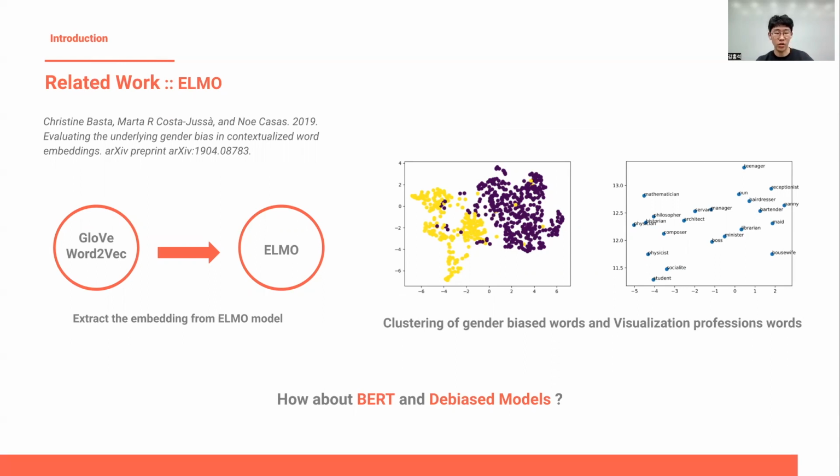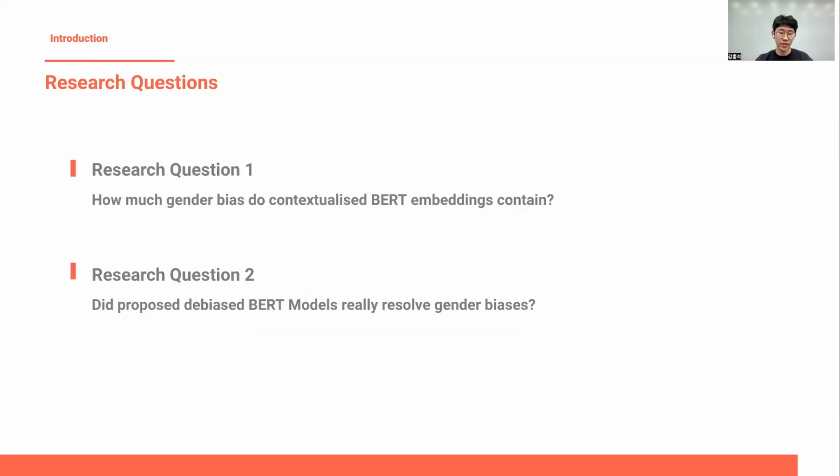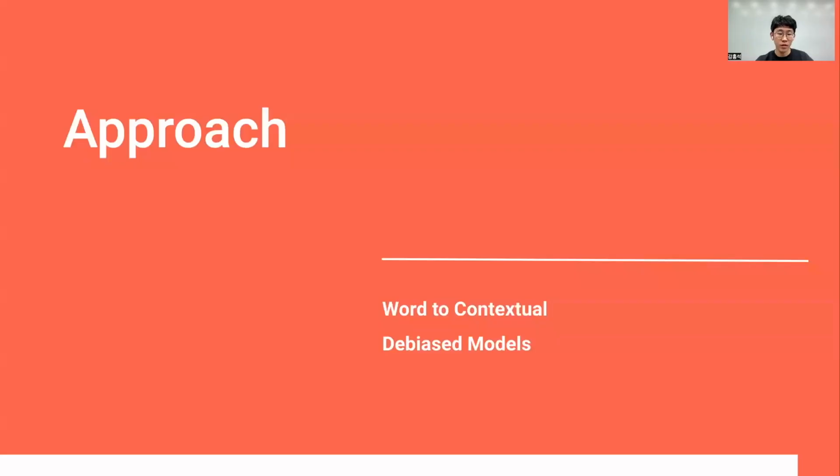To clarify, the research questions are as follows. How much gender bias do contextualized BERT embeddings contain? Did proposed debiased BERT models really resolve gender biases? To answer our research questions, we divided our main job into two parts.